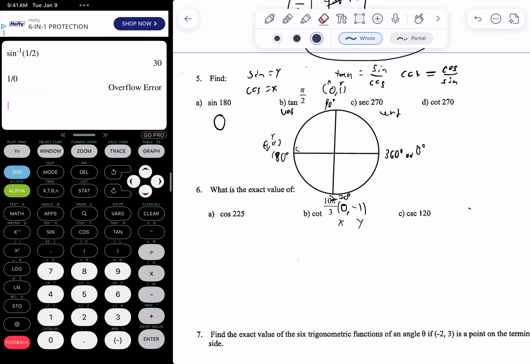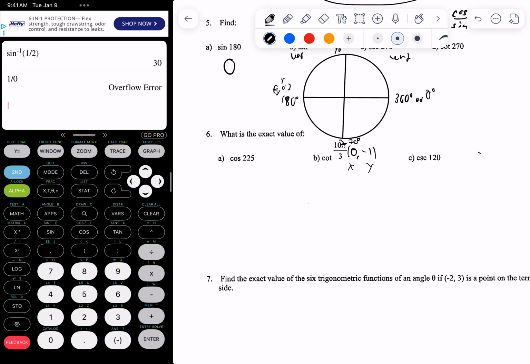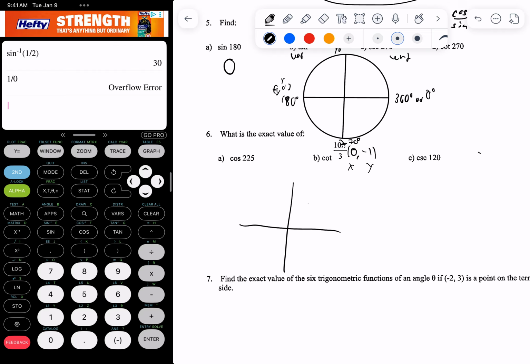Okay. Now, let's find the exact value of cosine 225. We have this nice little graph set up, and now we're going to go all the way to 225. You see how over here it's 270 and here it's 180? So it's somewhere in between. The way to find the angle is to take 225 minus 180, which equals 45.